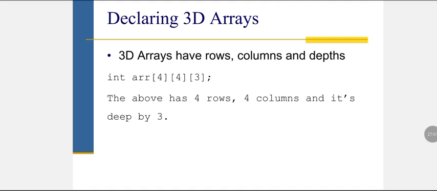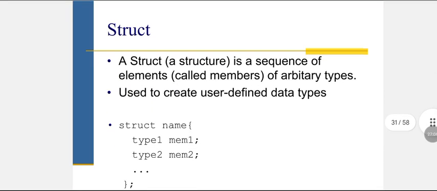Now we move on to struct. Struct, that is the structure. A struct, that is a structure, is a sequence of elements in brackets called members of arbitrary types. So the struct is a sequence of elements of arbitrary types. We can use it to create user-defined data types. So you can use the struct to create a user-defined data type.